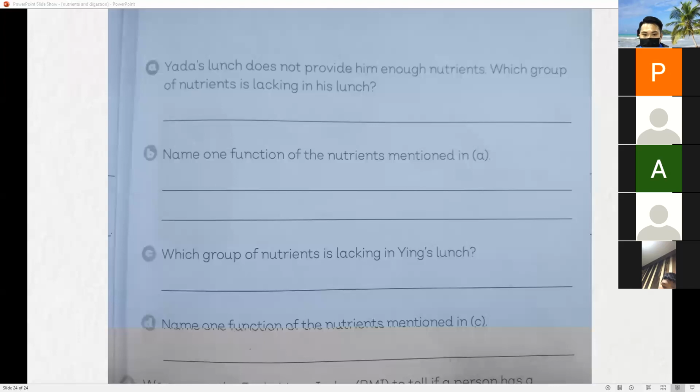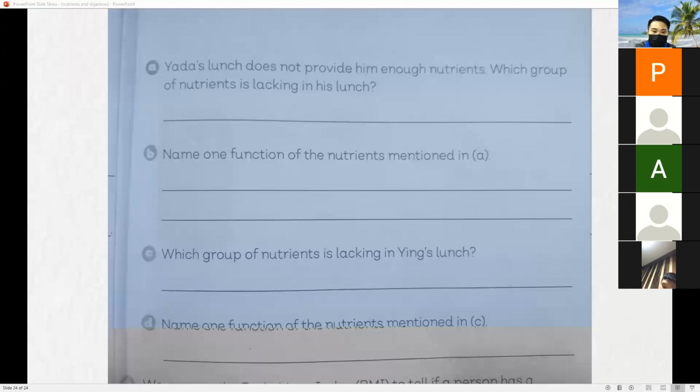Yada's lunch does not provide him enough nutrients. Which group of nutrients is lacking in his lunch? So it means one only. One kind of nutrient is lacking in his lunch. A bowl of French fries is in carbohydrates. A piece of fried chicken is in protein. A piece of fried fish is in minerals. And a can of cola is what? Also carbohydrates. So he's lacking vitamins only because Yada doesn't have his fruits and vegetables.